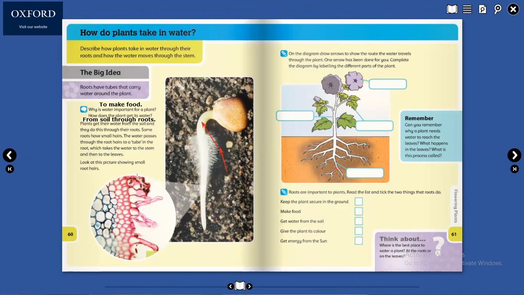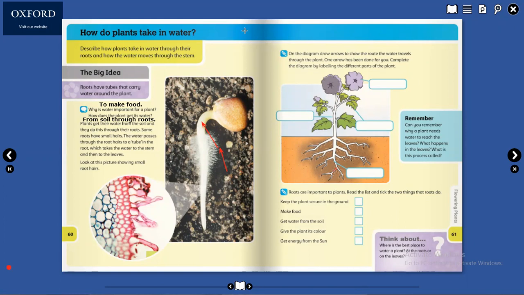Look at the pictures showing small root hairs. Here you can see in this picture, small root hairs. Understand? Yes. Okay. On the other hand, we have the diagram, this is your homework as well. Okay, you will write this with me now.